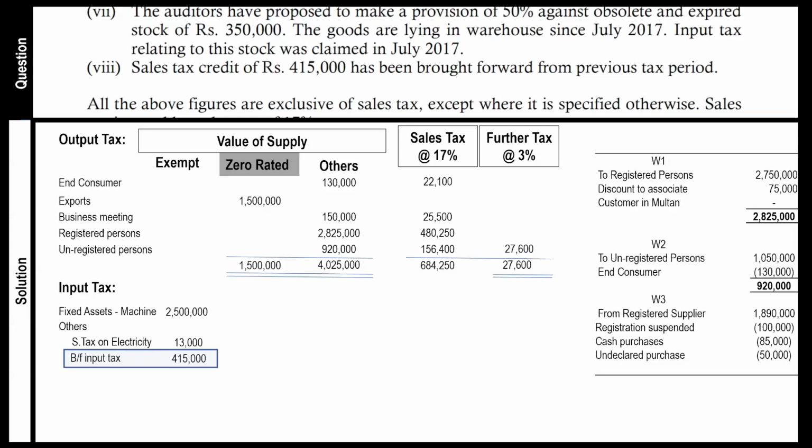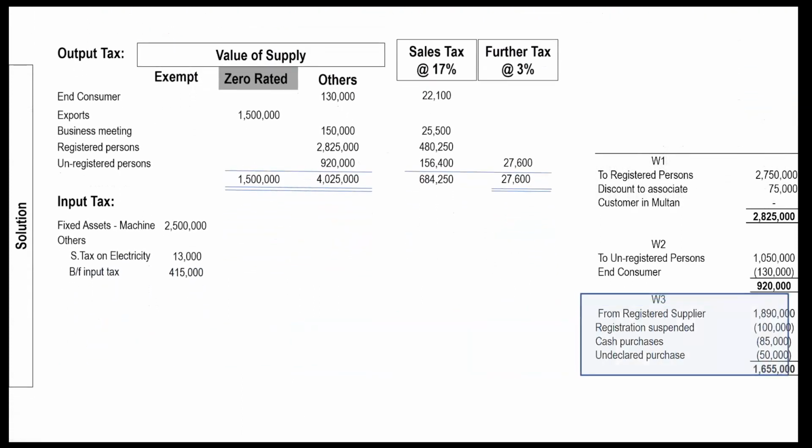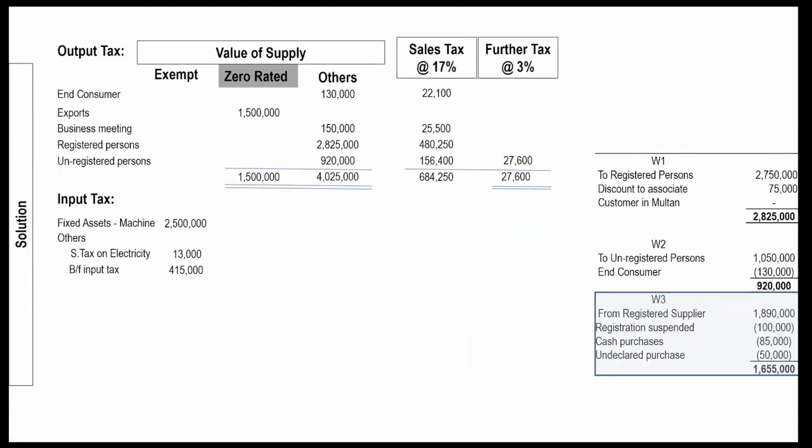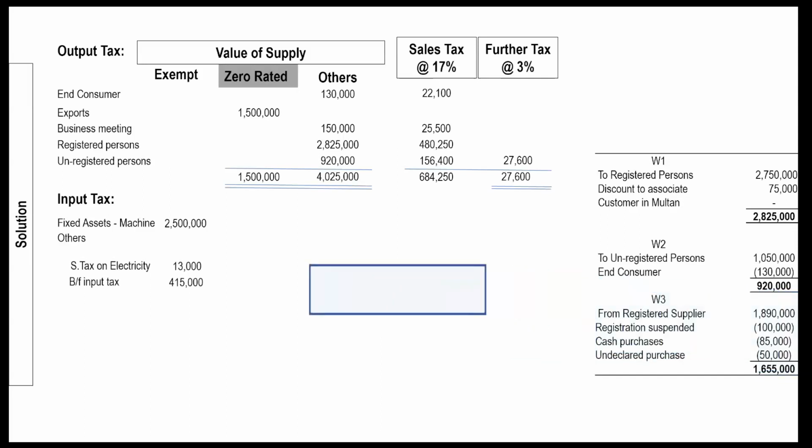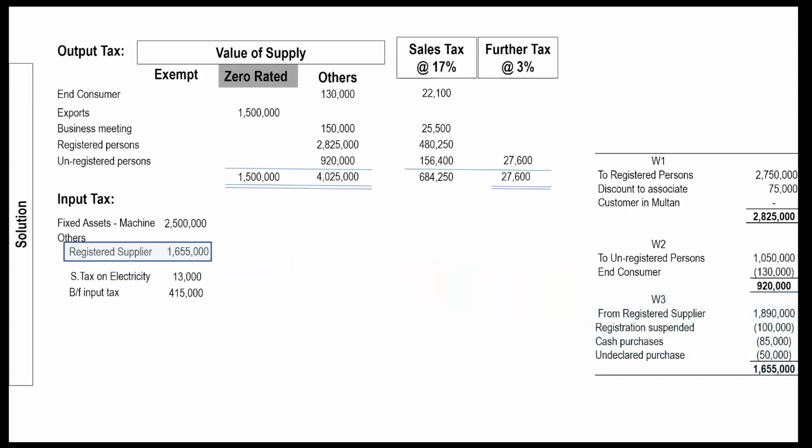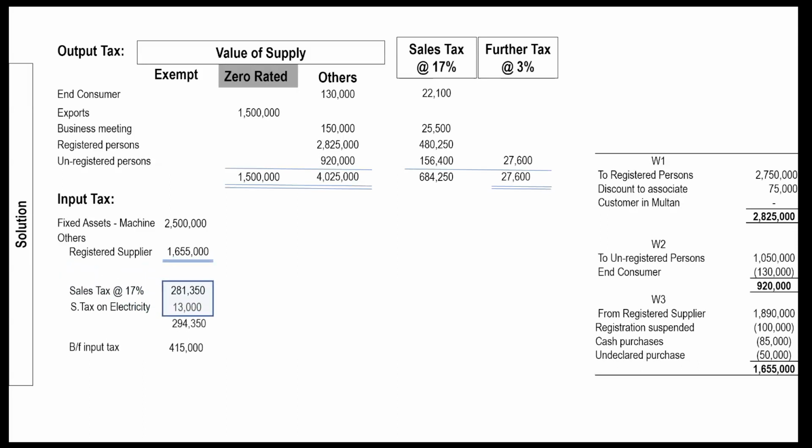All information from question has been recorded in our solution. Now we can finalize our working for purchases. Make its total. Mention total in solution. Calculate sales tax at 17%. Sales tax is Rs 281,350. Add up all sales taxes of current tax period.